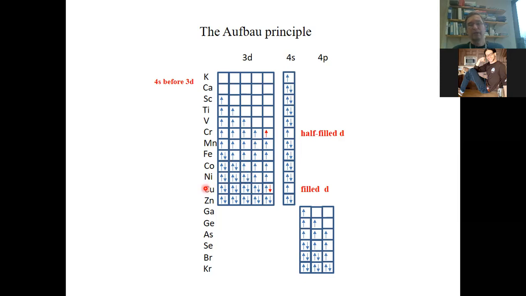Now for the copper, we get another exception. So we would actually expect the electron configuration 4s2, 3d9, but what we observe is the electron configuration 4s1, 3d10, and that is because a full 3d subshell is again a particularly favorable electron configuration due to favorable magnetic interactions between the electrons. So finally, for the zinc, we have both the 3d subshell completely filled as well as the 4s subshell.